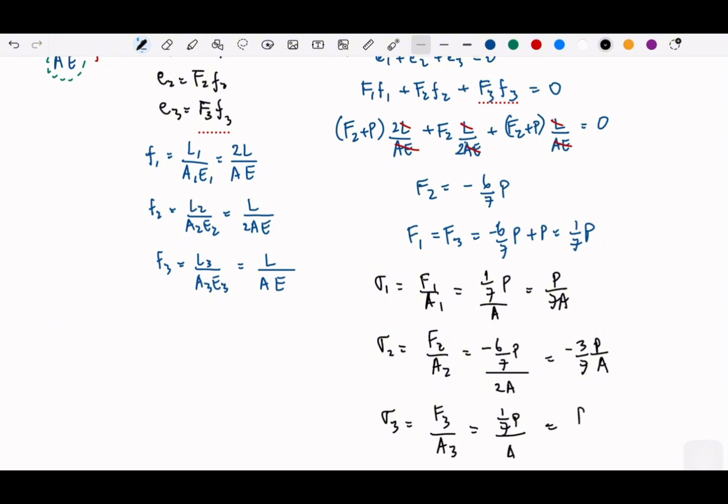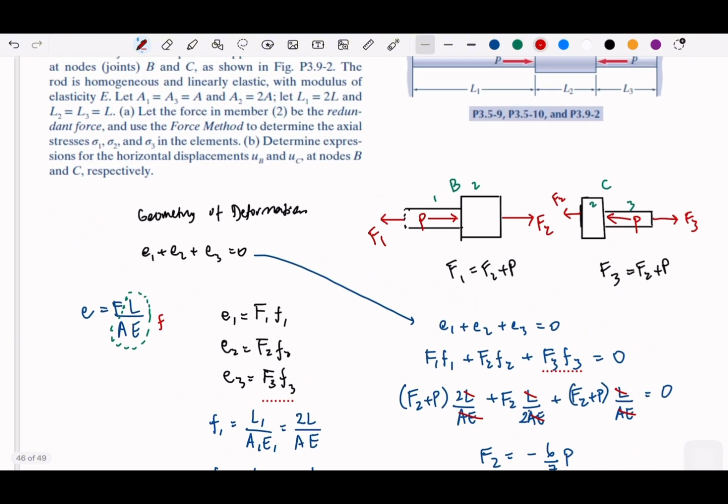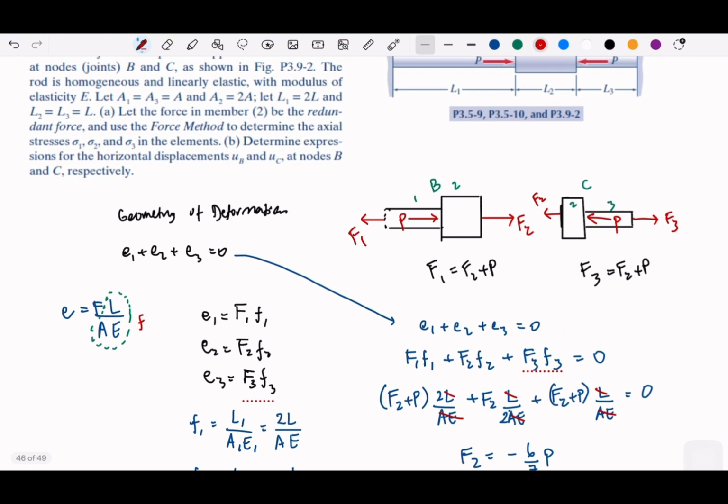It's the same with stress 1. Okay, so we get the stress. This is the first job done. And then I forgot the second question. Determine the expression for horizontal displacement UB and UC.